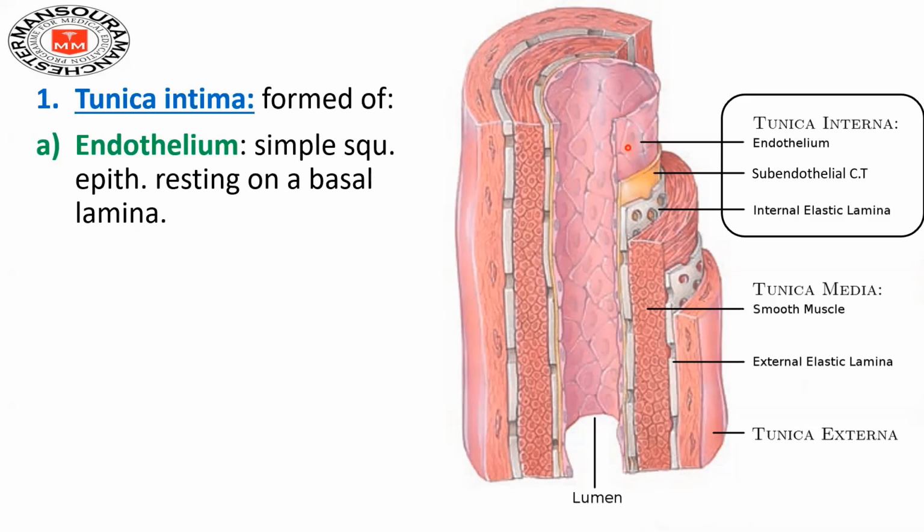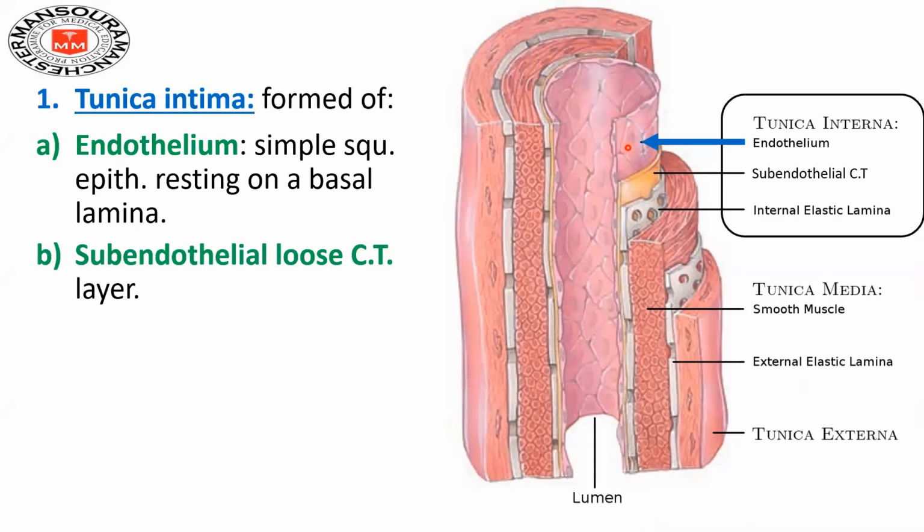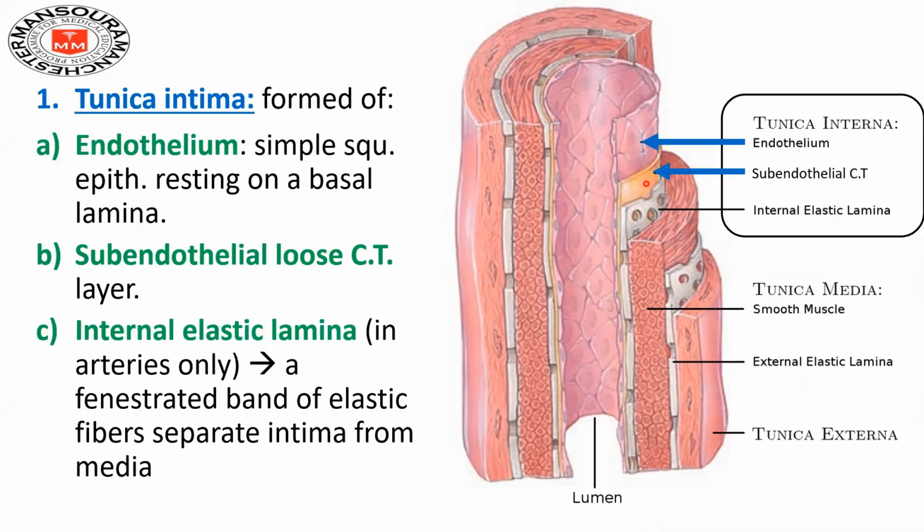Here is the endothelial layer, underlined by, as we mentioned before, connective tissue, subendothelial connective tissue. Here, the subendothelial connective tissue is a layer of loose connective tissue underlying the epithelium. The outermost layer of tunica intima is called internal elastic lamina, this one.